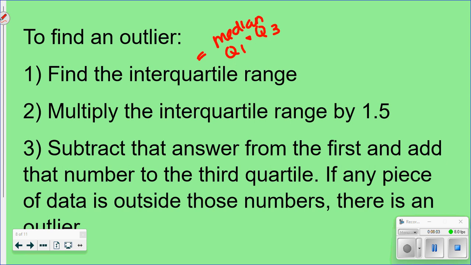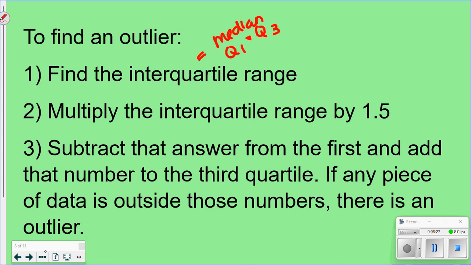Second thing, you're going to multiply the interquartile range by 1.5. Now, it's always 1.5. It doesn't ever change. Then you're going to subtract that answer from the first quartile, and you're going to add that number to the third quartile. And if anything goes above or below those, then you have an outlier. So here's an example. This is probably one of the hardest things to do today. That's why I made you a checklist.